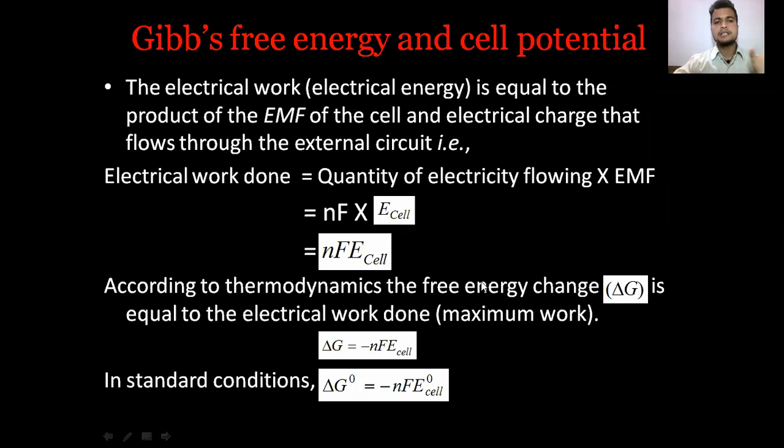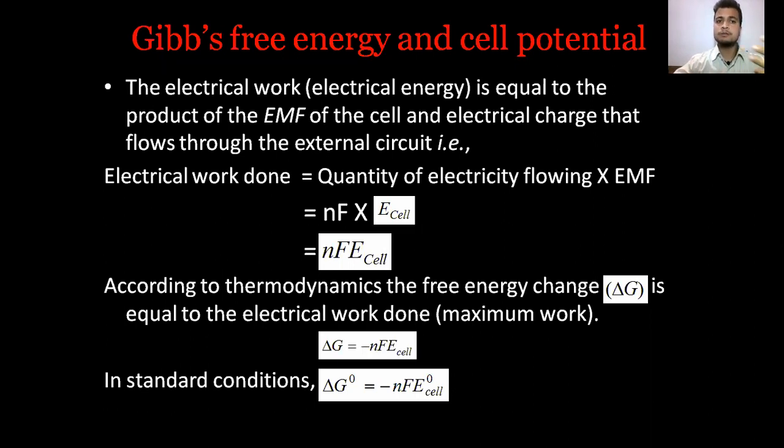So if some amount of Gibbs free energy is changing in our system, the same amount of work is also produced in the system. How much Gibbs free energy is changing is delta G. The same amount of work is done, and that work is nF E cell. So whatever free energy is changing is equal to nF E cell. So delta G is equal to minus nF E cell. And why are we putting minus? Because the Gibbs free energy in the process is decreasing.